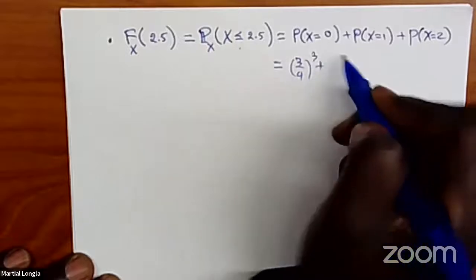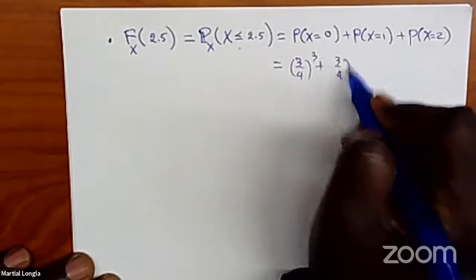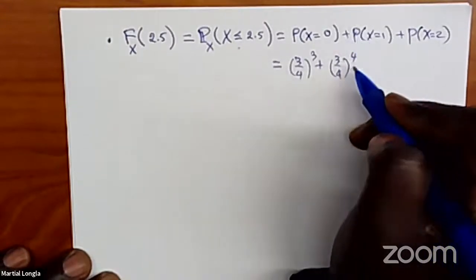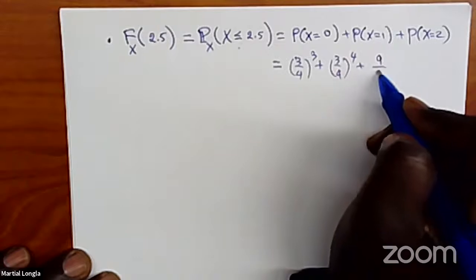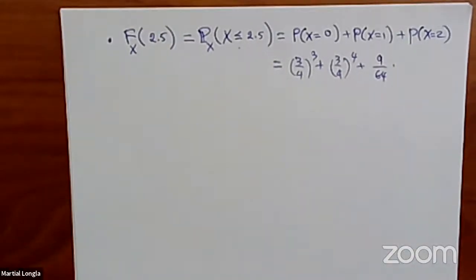cubed plus 3/4 to the 4th plus 9/64. So that's the probability.